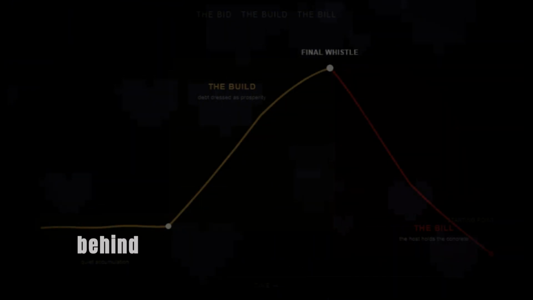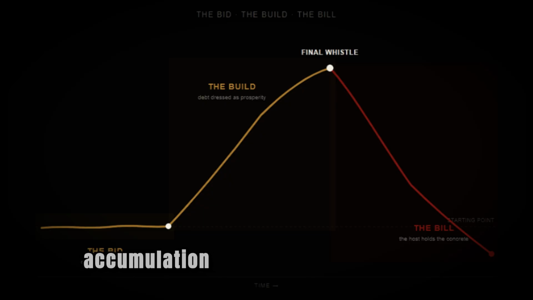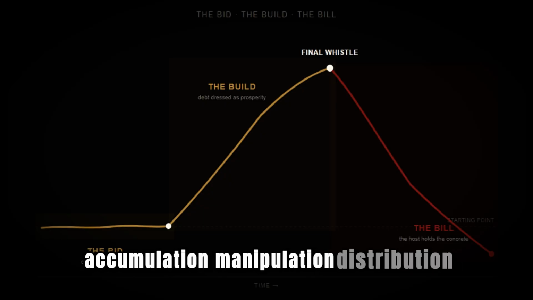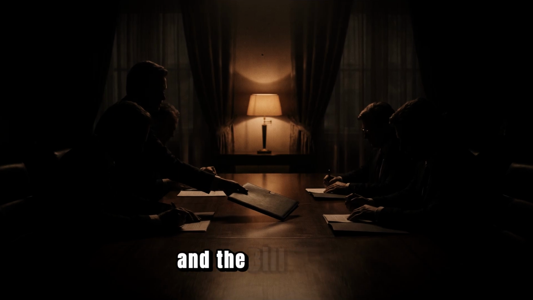If you watched our video on the three-phase pattern behind every market move, you know the sequence: accumulation, manipulation, distribution. A World Cup runs the same script. The phases just have different names: the bid, the build, and the bill.